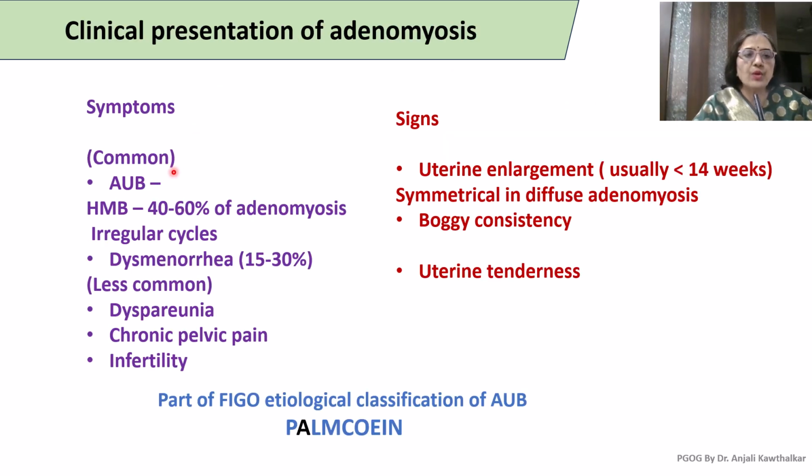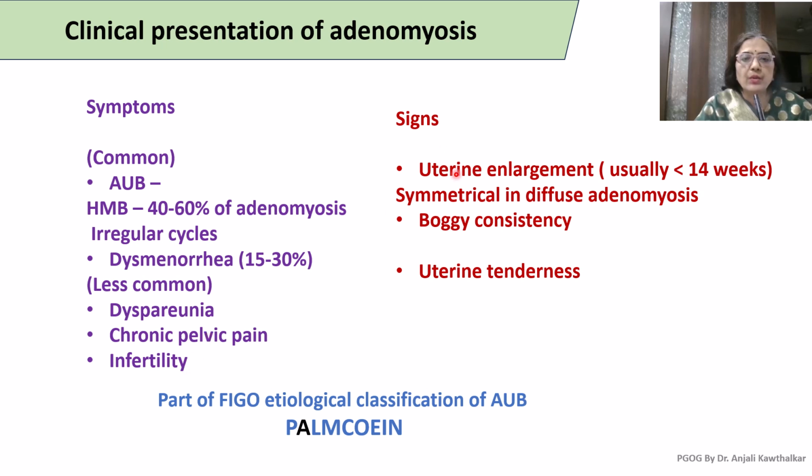Clinical presentation: the most common symptom is abnormal uterine bleeding. In abnormal uterine bleeding, there are two presentations. Either the patient can present with heavy menstrual bleeding, where there is increased blood loss or prolonged bleeding in a menstrual cycle, seen in 40 to 60% of cases of adenomyosis, or the patient can present with irregular cycles. The second most common symptom is dysmenorrhea, which is seen in 15 to 30% of cases of adenomyosis. Less common symptoms are dyspareunia, chronic pelvic pain, and infertility.